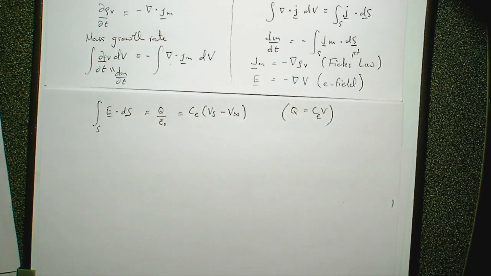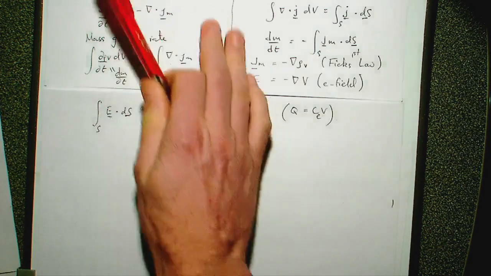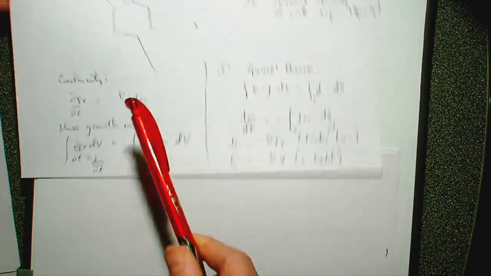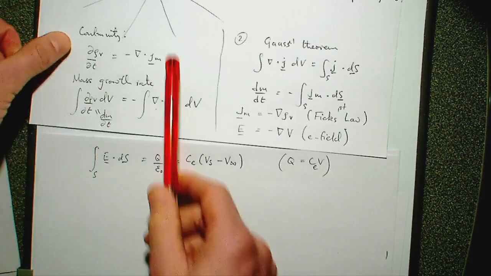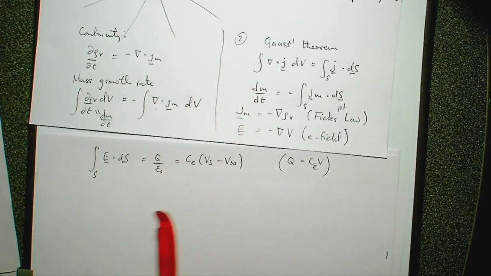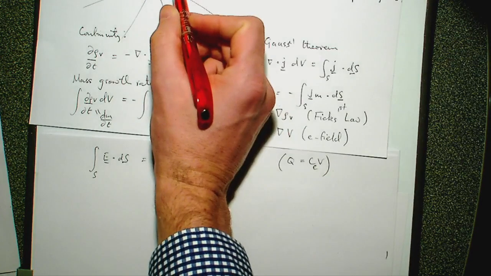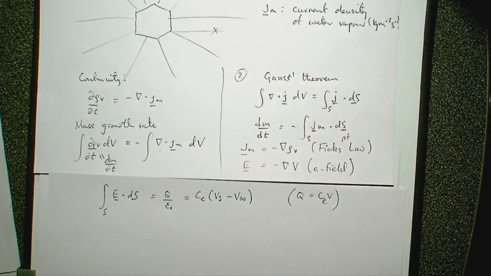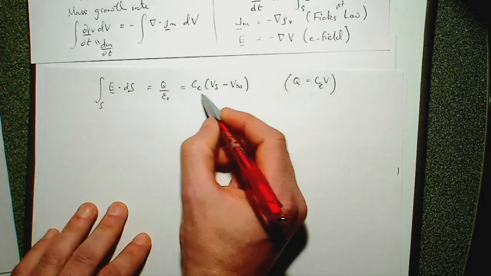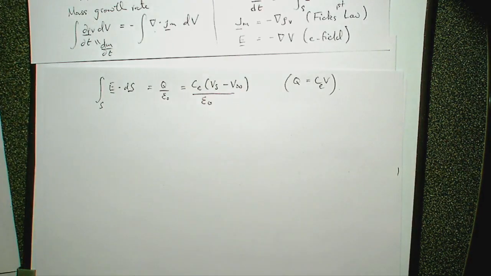So all I'm doing now is saying, forget about vapor growth. Let's imagine we had this hexagonal surface in an electric field, and it's a conductor. This surface would have capacitance C_E. It's just a factor that depends on the shape, on the geometry of the hexagon. And V_s would be the surface potential measured on this hexagon, and V infinity would be the electrical potential at infinity, divided by epsilon naught.